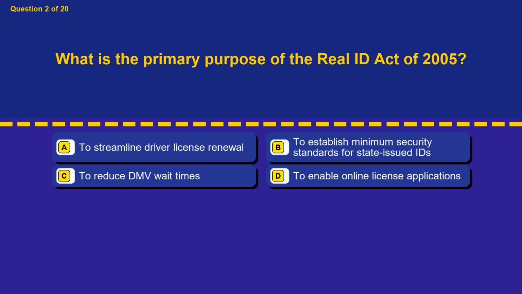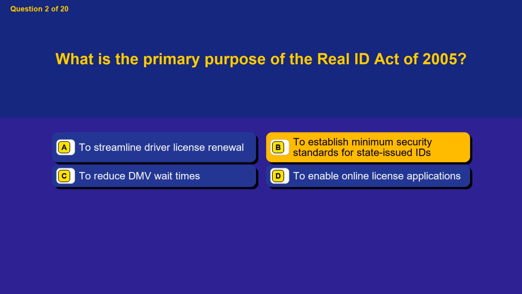Question 2. What is the primary purpose of the Real ID Act of 2005? Option A, to streamline driver license renewal. Option B, to establish minimum security standards for state-issued IDs. Option C, to reduce DMV wait times. Option D, to enable online license applications.